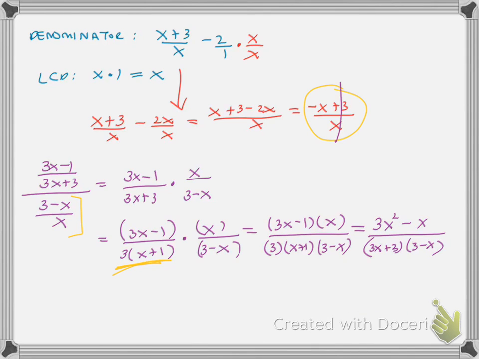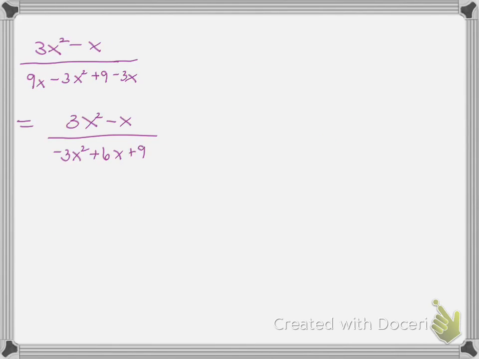Okay, so I realized I made a mistake here. For some reason, before I erased it, it was a plus there, and so I did the work assuming that was plus, but it should be 3 minus x. So what I want you to do now is finish simplifying. Pause the video, finish simplifying, and then when you come back, you can check to make sure your answer is correct. Welcome back. So your final answer is here: 3x squared minus x over negative 3x squared plus 6x plus 9.